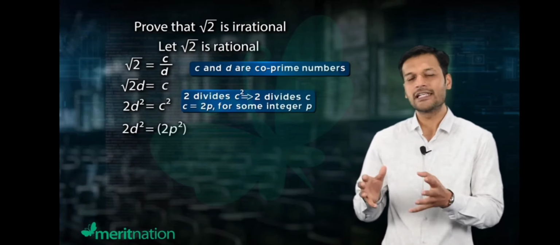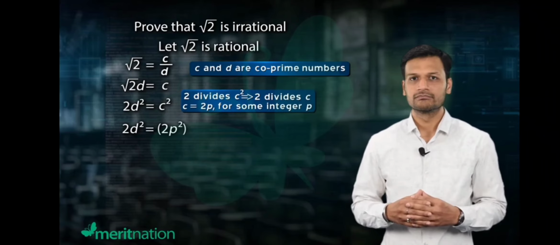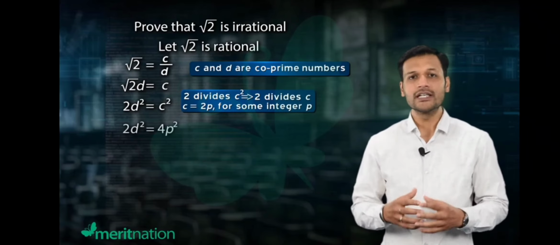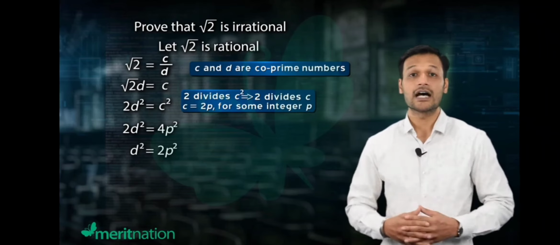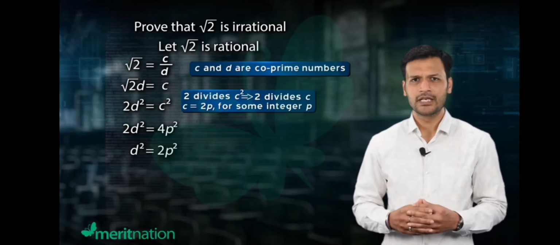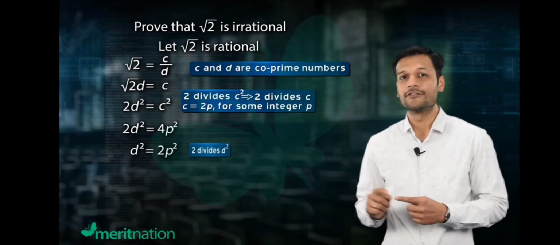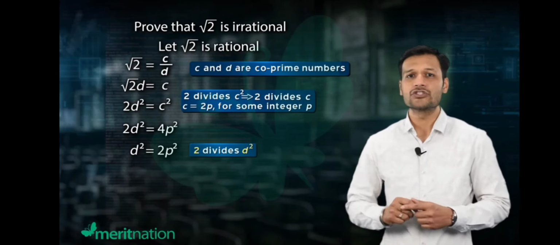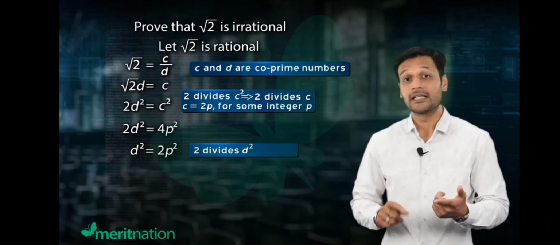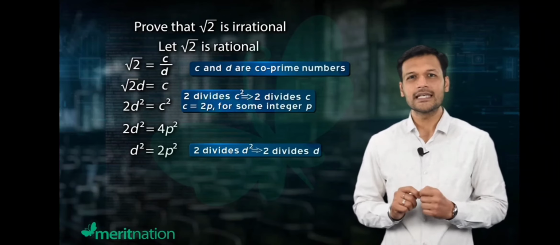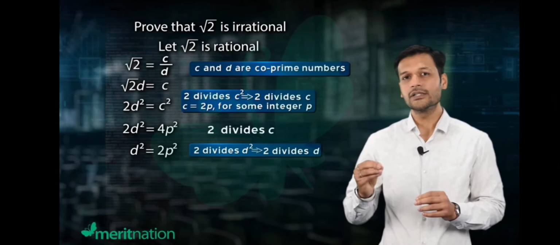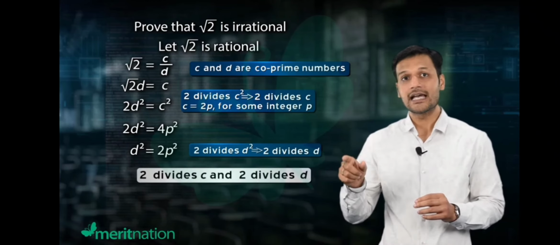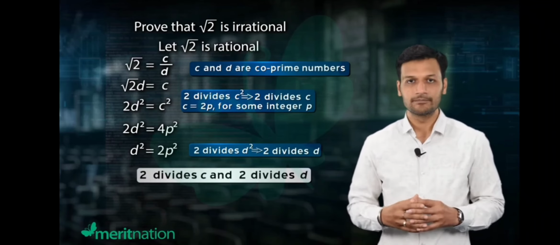Let's replace this value in the equation. Here, if I square it, this is what we're going to get. If I cancel out the common factors, this is how the equation would look. Now here you can again observe that 2 divides d squared. Hence, by applying the same theorem, we can say that 2 divides d. Therefore, we can conclude that 2 divides c as well as 2 divides d.